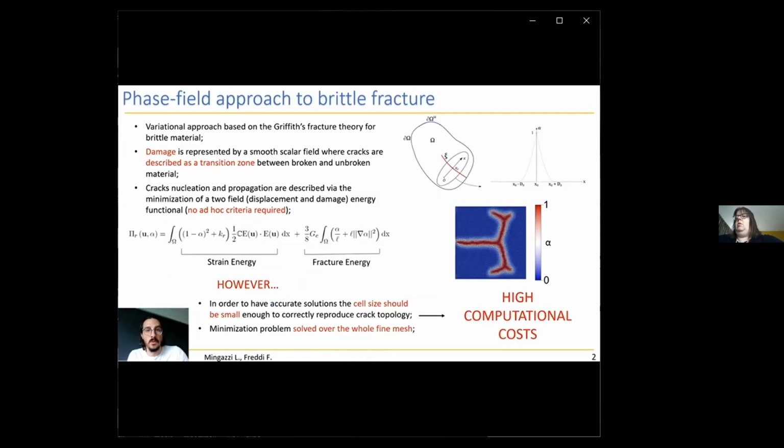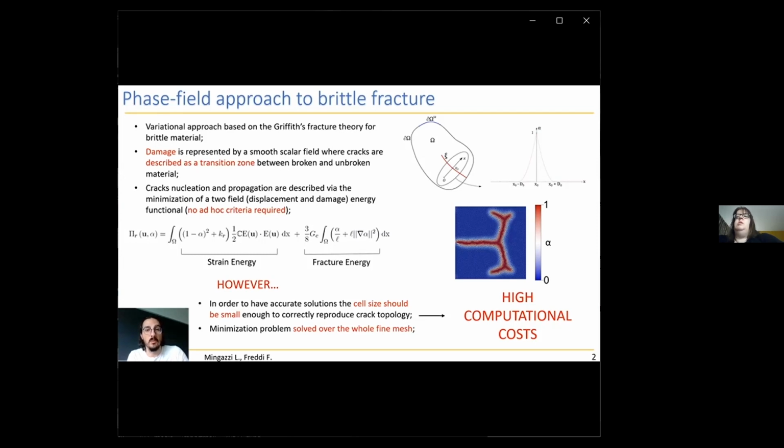The phase field approach to brittle fracture is a variational approach based on Griffith fracture theory for brittle material, where a scalar smooth field which represents the damaged state of the material is introduced, and cracks are represented as a transition zone between broken and unbroken areas of the material. Crack nucleation and propagation are obtained via the minimization of an energetic function without the necessity of ad hoc criteria.